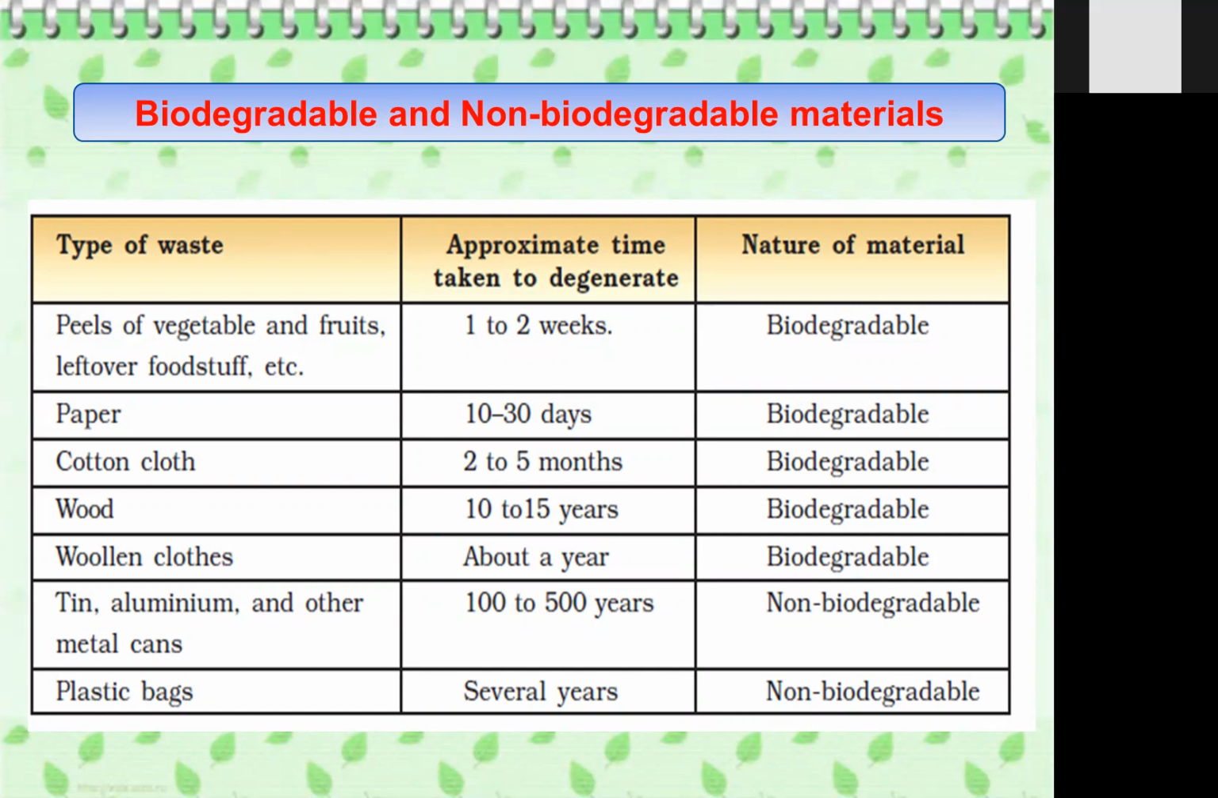So the natural things like peels of vegetables, fruits and leftover food take 1 to 2 weeks. Biodegradable, compost बनता है, useful. So soil fertility, yeah. Paper takes 10 to 30 days. Biodegradable है, it is easy to decompose. Cotton cloth: cotton is a fiber of plant origin. So 2 to 5 months, that is also fine.